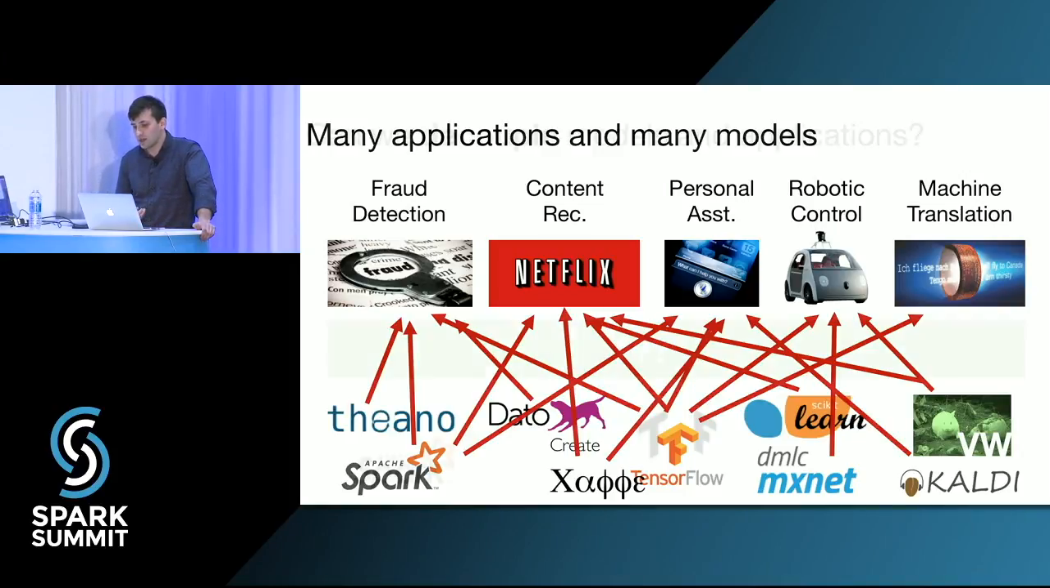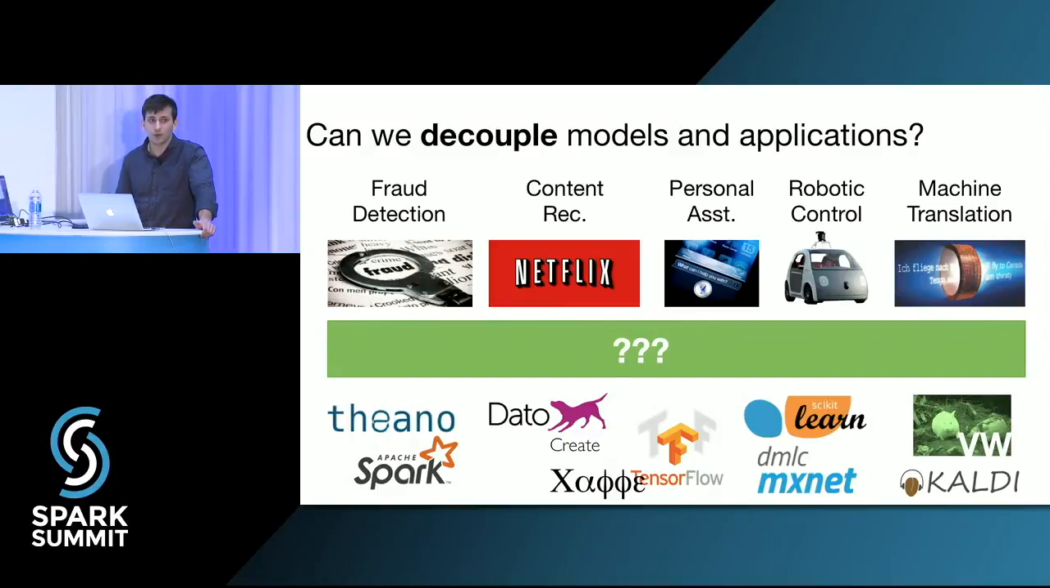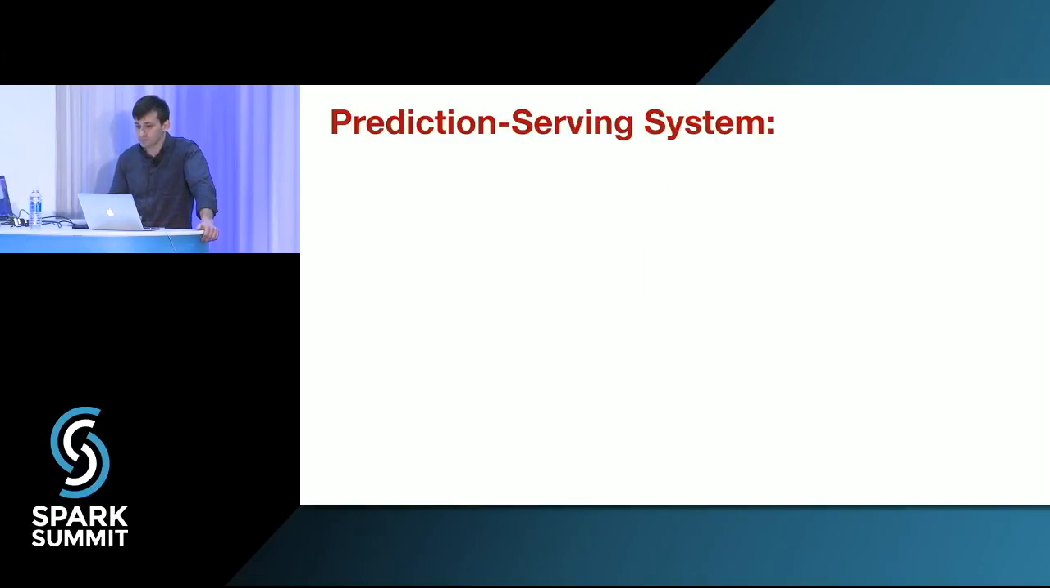So with this project, we asked the question, can we decouple models and applications? I'm a systems guy. Can we stick a system in between these two things that seem like they should be fairly independent, and gain the true benefits of having independence where dependencies are not needed? So we're calling this system that sits in between these applications and models a prediction serving system.